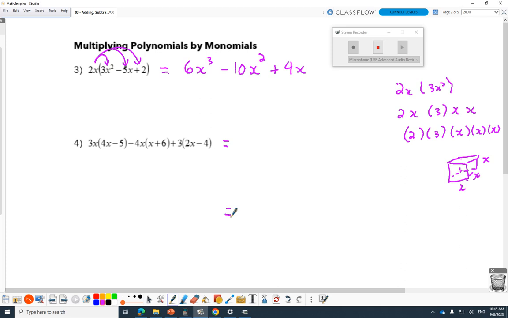Dion, you're taking a shot at the whole line? Go. 3x times 4x is 12x squared. 3x times negative 5 is negative 15x. Good. Negative 4x times x equals negative 4x squared. Negative 4x times 6 equals negative 24x. 3 times 2x equals 6x, and 3 times negative 4 is negative 12.